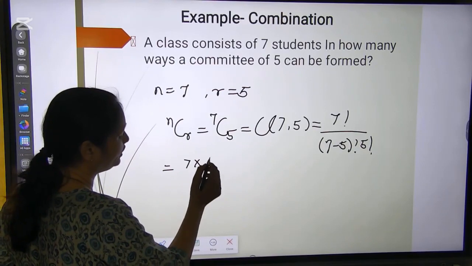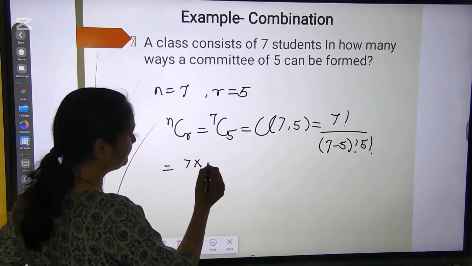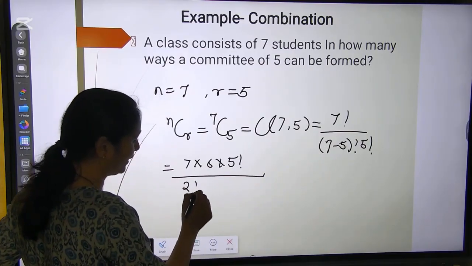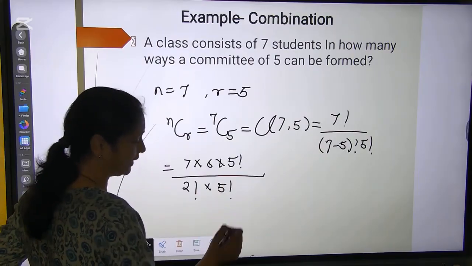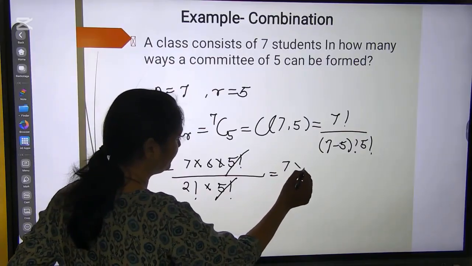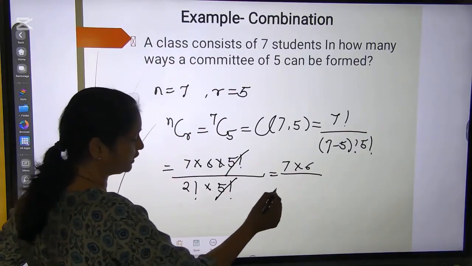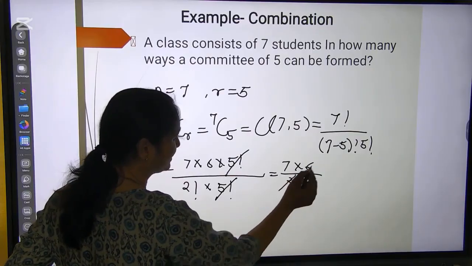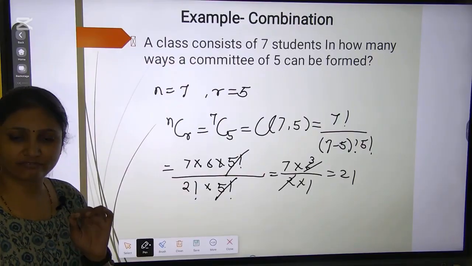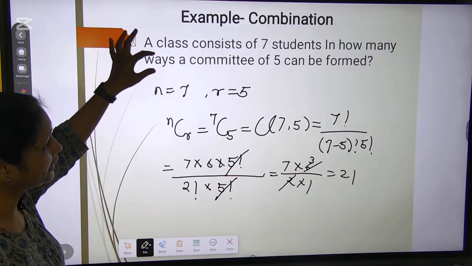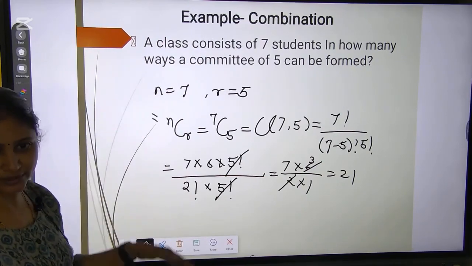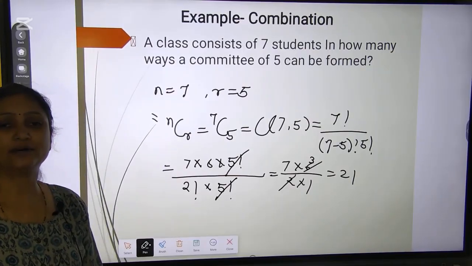So we can write 7 factorial as 7 into 6 into 5 factorial, upon 7 minus 5 factorial, which is 2 factorial, into 5 factorial. So here we can cancel the 5 factorial. Now we have 7 into 6 upon 2 factorial, that is 2 into 1. So after cancelling we get 21. So there are a total of 21 ways in which we can form a committee of 5 students out of the 7 students, and this can be done with the help of combination. So this is all about permutations and combinations.